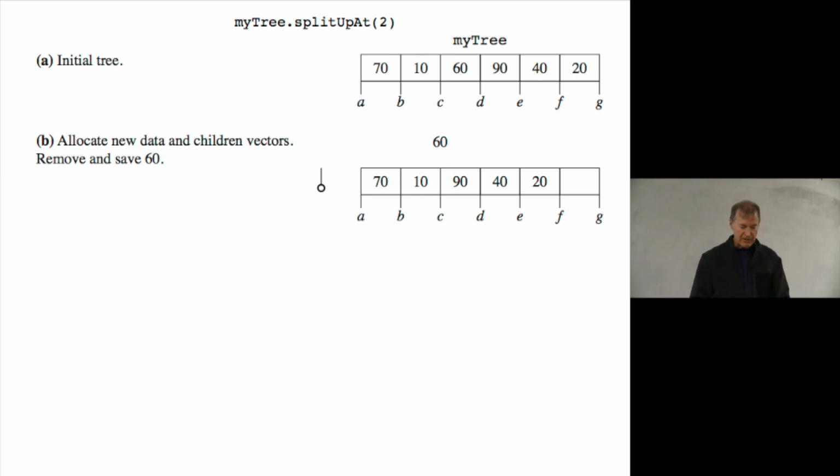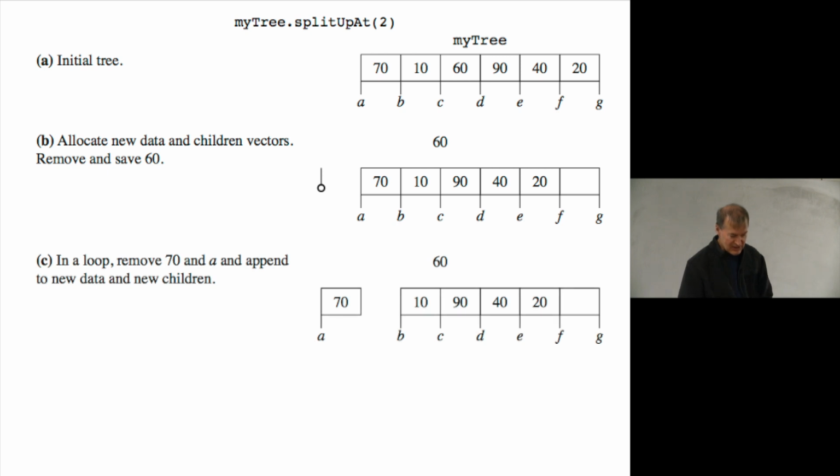So in part B, I made a few inaccurate statements last time. In part B, as it says here in the caption, we are allocating new data and children vectors. We're not allocating a new tree. So that little thing that looks like an empty tree is actually not a tree. It's a vector of data and it's a vector of children, both of which are empty.